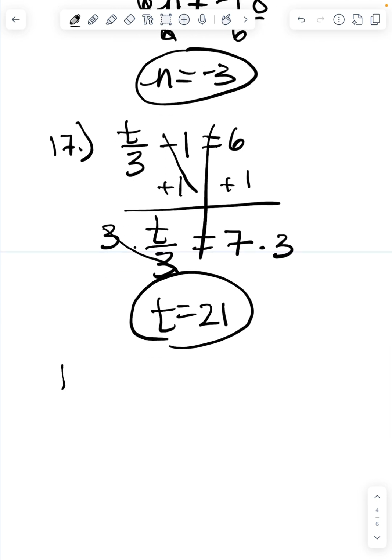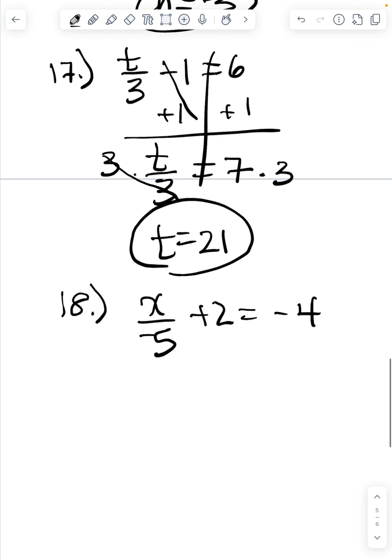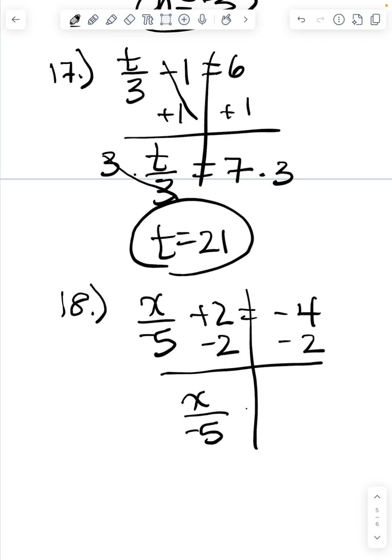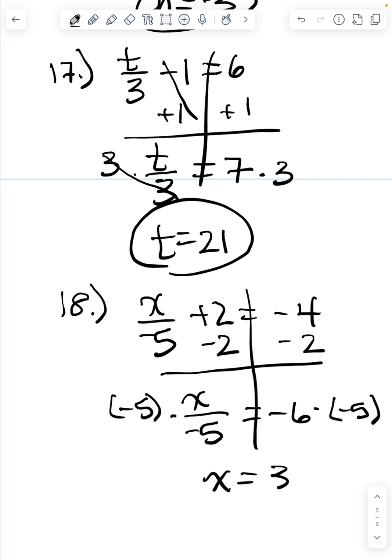Number 18. x divided by negative 5 plus 2 equals negative 4. So we would subtract 2 on both sides. That gets me x divided by negative 5 equals negative 6. We're going to multiply by negative 5 on both sides. That gives me x equals 30.